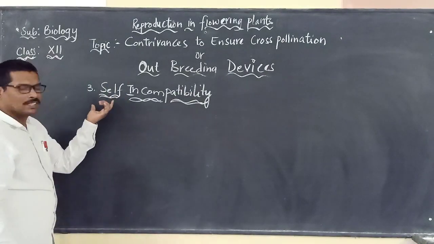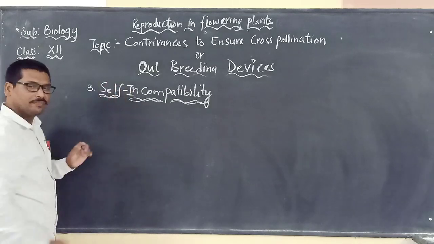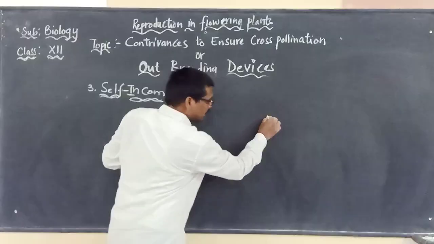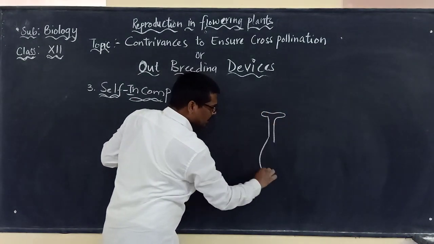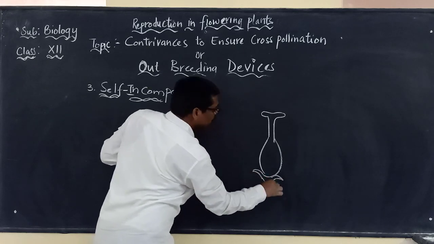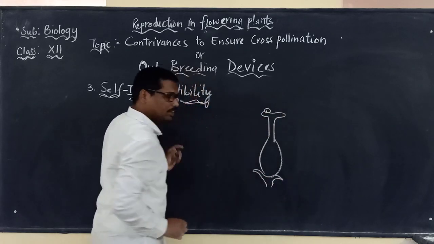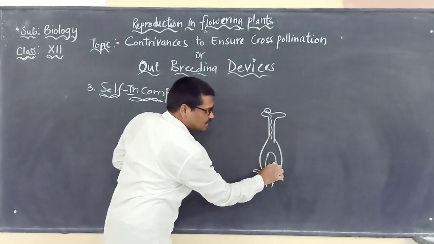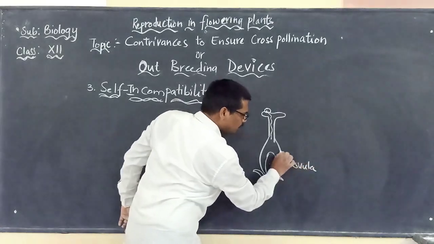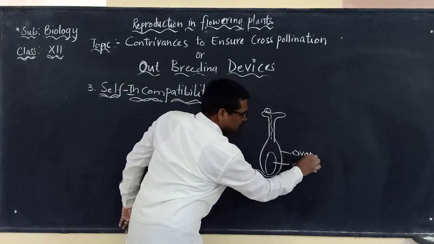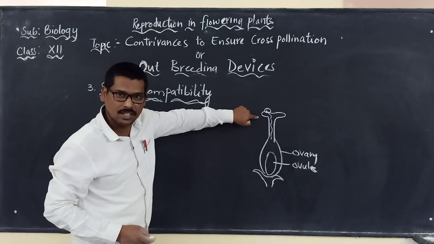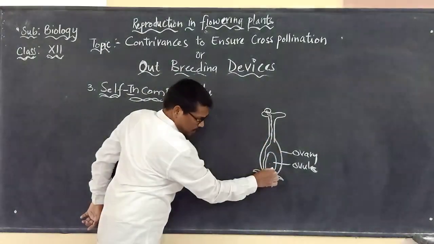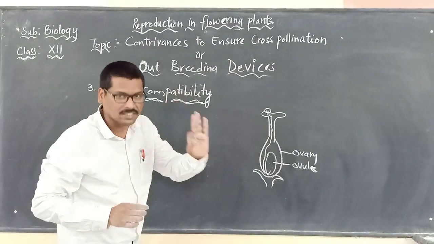So here the next one, the third one, is self-incompatibility. So what do you mean by self-incompatibility? When you are taking the pollen grains that are falling on the stigma, right from here, what should happen? The pollen grain should germinate and it should reach the ovule that is present inside the ovary. This is the ovule and this is the ovary. Once the pollen grain falls here, it should produce the pollen tube carrying the male gametes and reach the ovule to fertilize the egg that is present in the ovule.